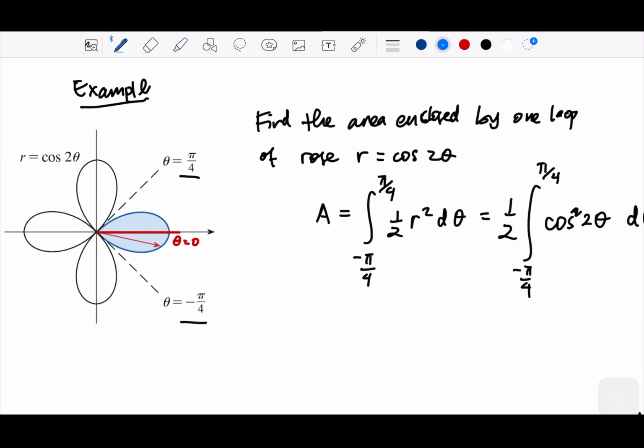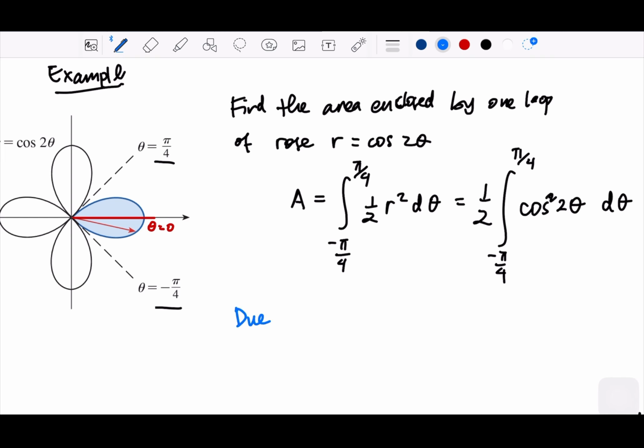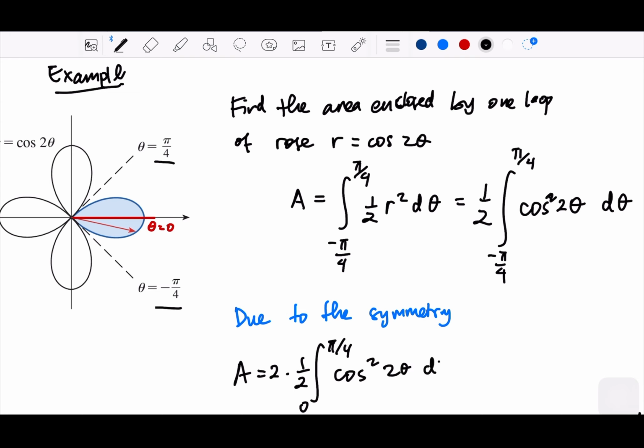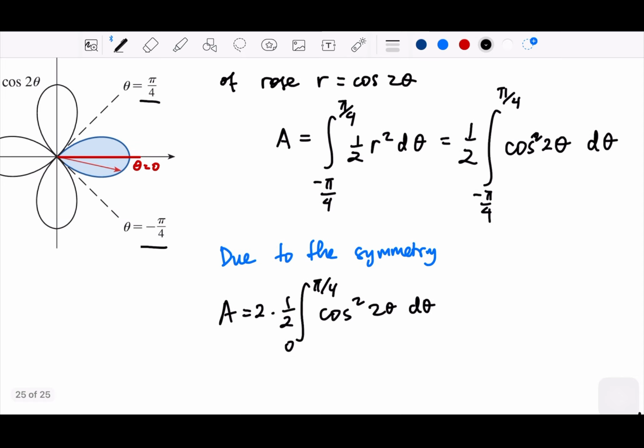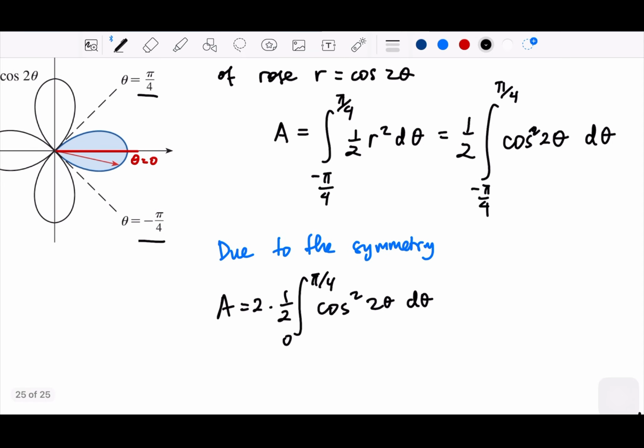Okay, so due to the symmetry, the area is from 0 to pi over 4, half. I forgot to multiply by 2. So the area is 2 multiplied by half, and then cos squared 2 theta d theta.